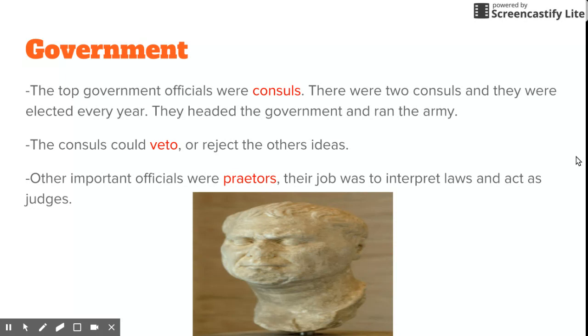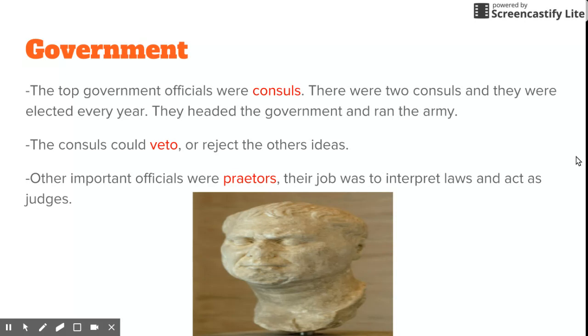The consuls could veto or reject the others' ideas. Again, very similar to our country and how it's run. We can veto things. Not we can, but the president can, or the governor can. Other important officials were praetors. Their job was to interpret laws and act as judges. Okay, so, pretty basic. So they said, a person's doing this, that means they're breaking the law, they're acting as judges. So when people do things that are wrong, then they're going to be held accountable for that.